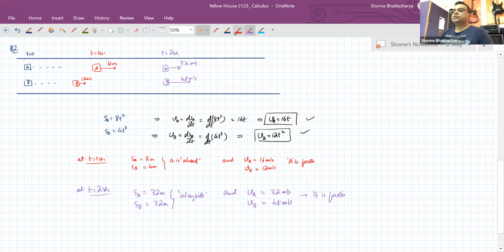So that is why what we'll also see is that by the time we come to, let's say, t equal to 3 seconds, you can see that A's displacement will be far behind B's displacement. A's displacement will be, for example, 8 into 3 square, so that is 72 meters, and B's displacement will be 4 into 3 cube, so that is 4 into 27, so that is 108 meters, I believe. Okay, so by the time we come to t equal to 3 seconds, B is further ahead.